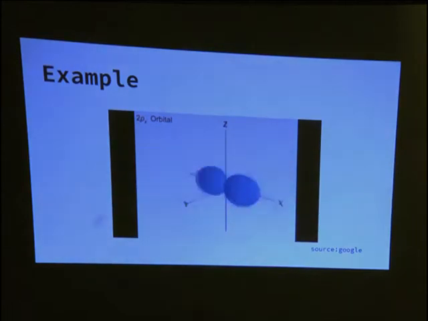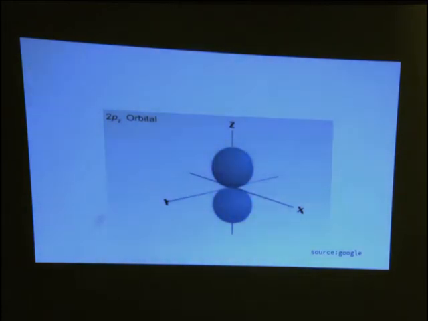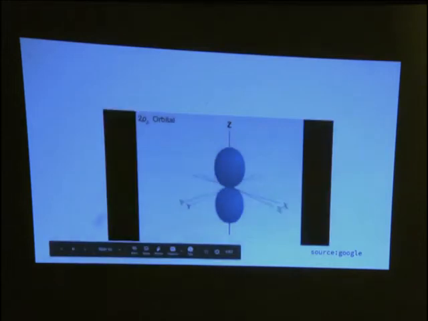So, this is one example of a p orbital, 2px. Here the lobes are aligned along the x axis. So, that is why it is known as the 2px orbital. Let us look into the 2py orbital here. In the 2py orbital, the lobes will be aligned on the y axis, so it is known as the 2py orbital. Okay, so the 2pz orbital. In the 2pz orbital, you can see that the lobes are aligned on the z axis. So, it is known as the 2pz orbital.